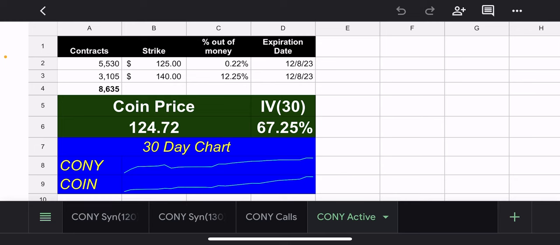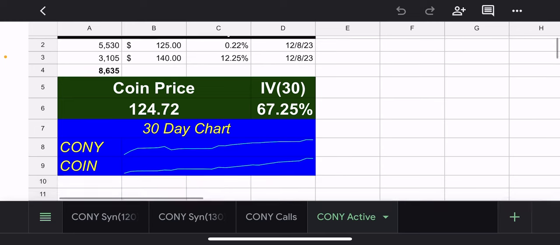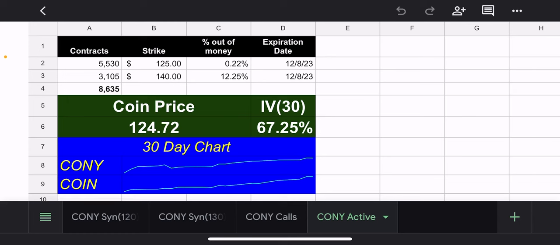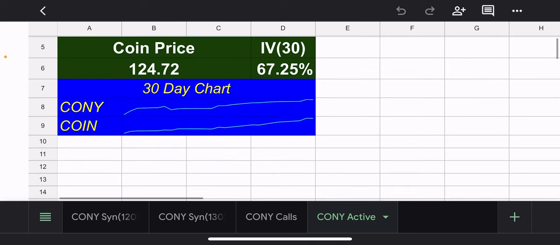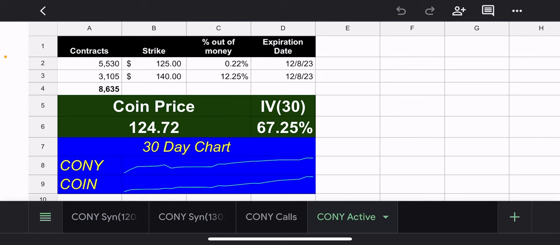So the IV that they got on that, I mean, the premium that they got on that, was probably really good. By the way, look at the IV. It went under 70% now, so it's going down, 67.25%. But yeah, we have so much upside potential here going into next week.